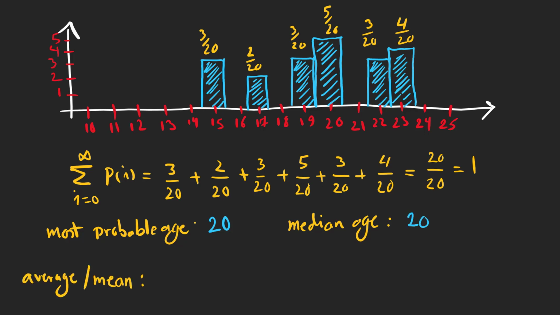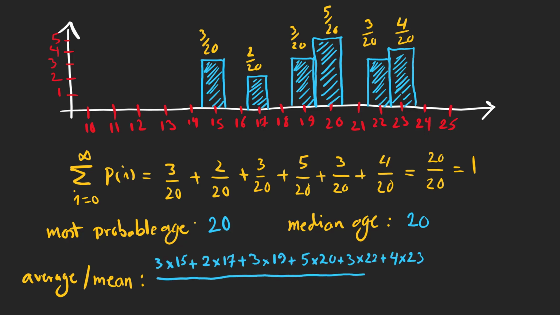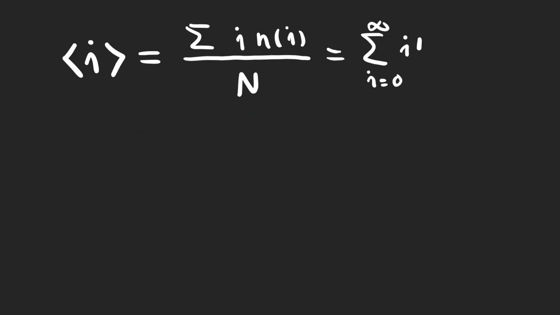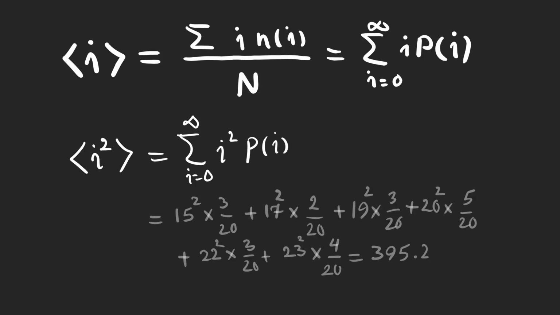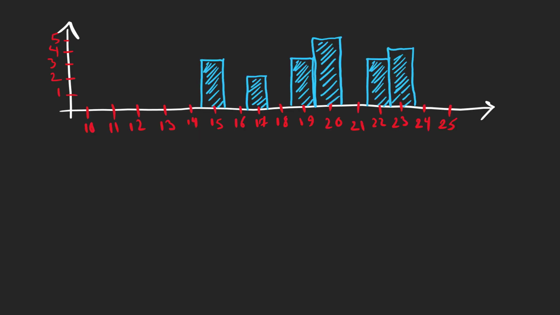What is the average or mean? Let's calculate it. As you can see, the mean or the average is 19.7. Generally, we can find the average value of I using this formula. Now, let's find the average of the squares of I. We can use this formula and it yields 395.2.